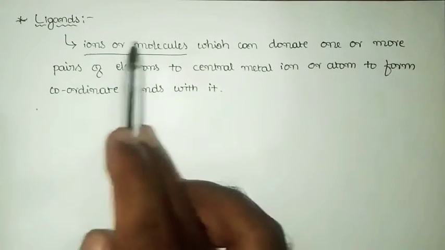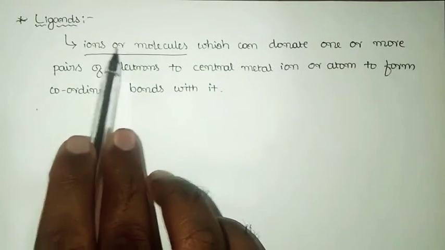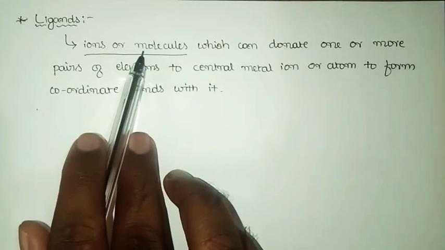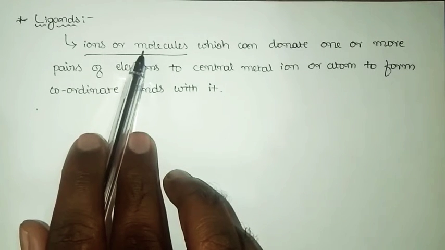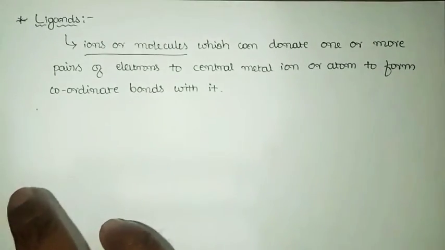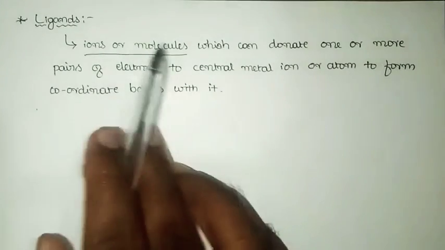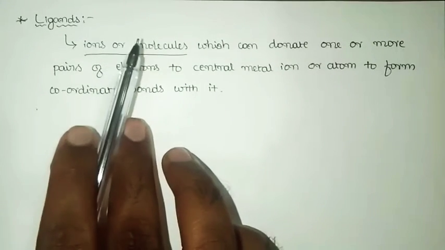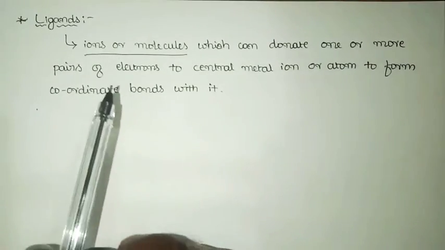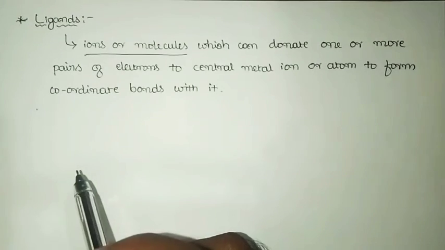And the ions can also be molecular ions. Either one atom is present or more than one atom may be present in ions also. And in that case, if more than one atom is present in an ion or molecule, it is not possible to say that all the atoms are capable of donating the electron pairs to the central metal ion. Any one particular atom will have that capability to donate the electron pairs to the central metal ion and thereby develop a coordinate bond.